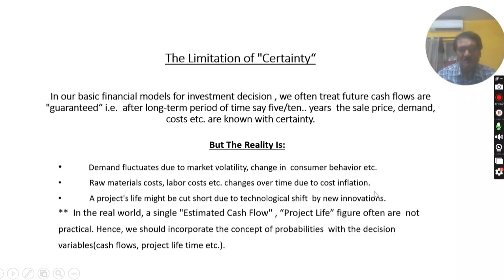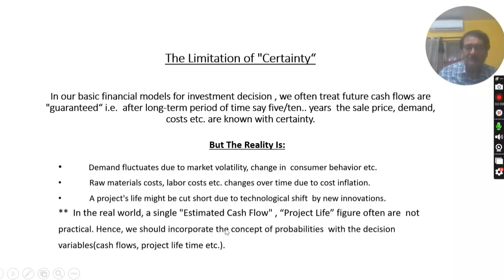It is not like that if the cost per unit, say, is rupees 70 in this year, it will also be 70 after 10 years. It will change, okay, due to price inflation and so many other economic reasons.